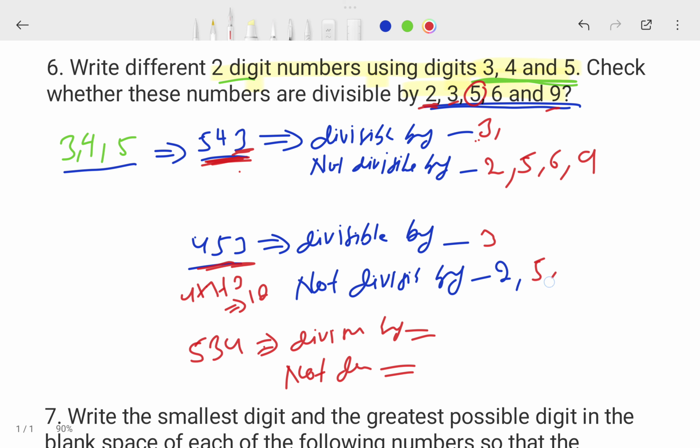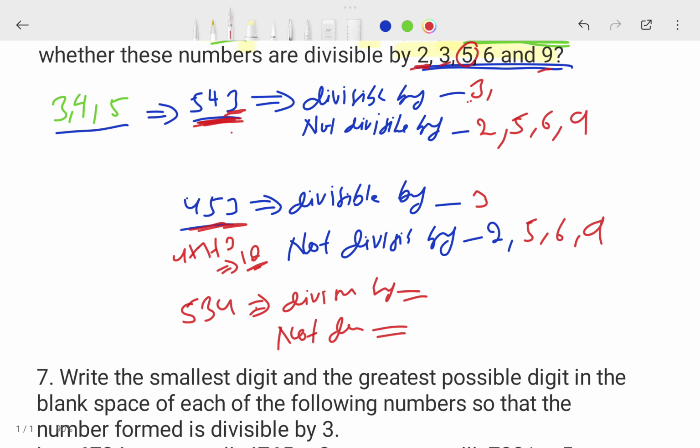Is it divisible by 6? No, because it must be divisible by 2 and 3. Is it divisible by 9? No, why? Because the digit sum 12 is not in the 9 table. Okay, now let's check this one. Another number I can also make here.